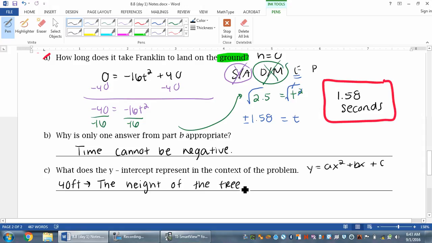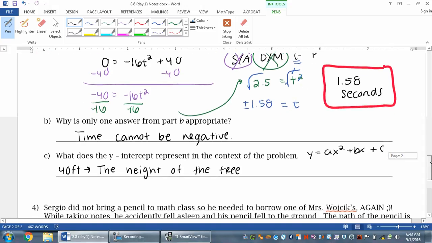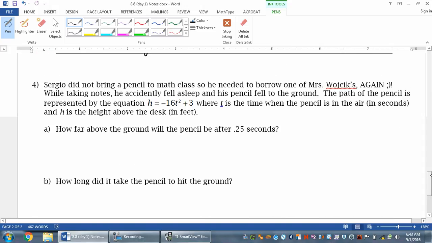All right, last question. Sergio did not bring a pencil to math class, so we needed to borrow one of Mrs. Wojcik's. Again, apparently Sergio doesn't bring a pencil. While taking notes, he accidentally fell asleep and his pencil fell to the ground. The path of the pencil is represented by this equation. Again, let's circle it. I'll highlight it. Where t is the time the pencil is in the air in seconds, and h is the height above the desk in feet.